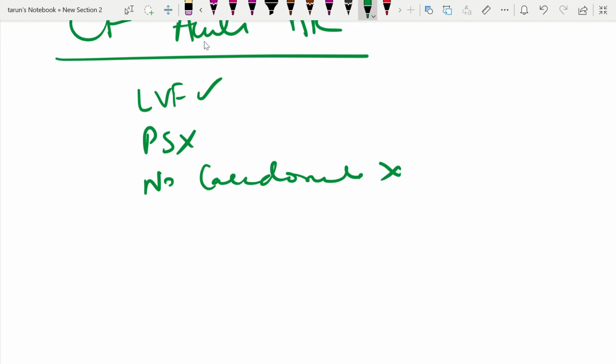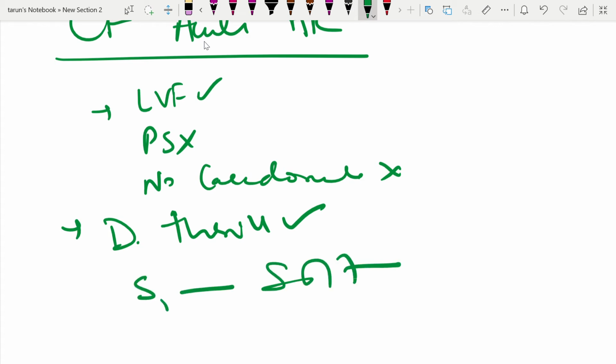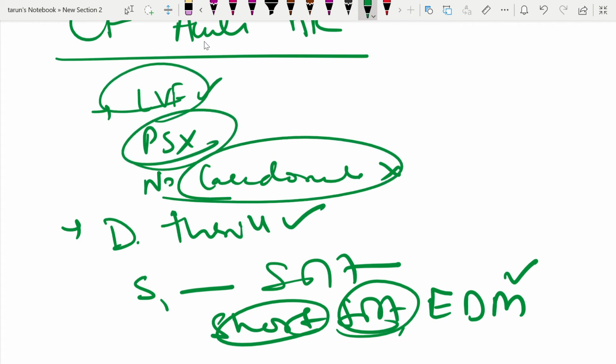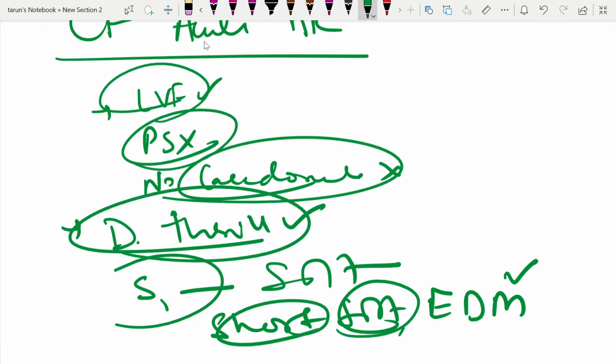Then you will get a diastolic thrill, S1 is soft, and you can get a short, soft, early diastolic murmur. So in acutely developing AR, you can have the features of LVF. There will be no peripheral signs, no cardiomegaly, a diastolic thrill, a soft S1, and a short, soft early diastolic murmur.